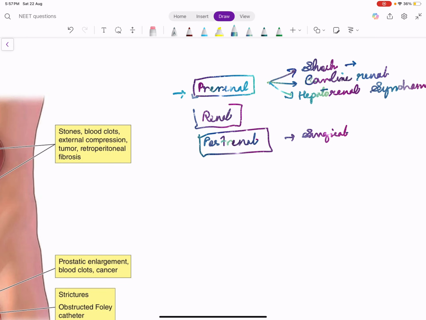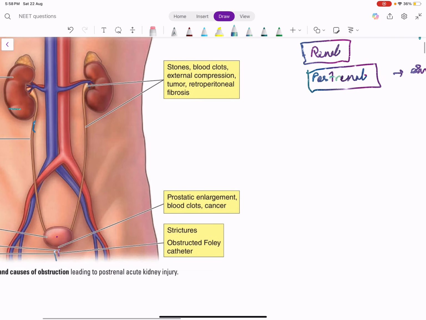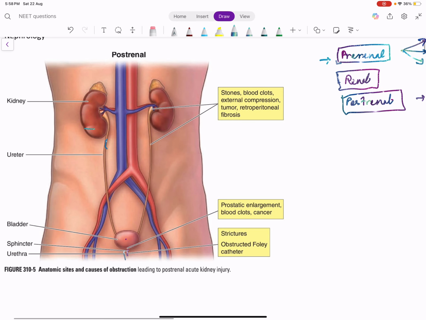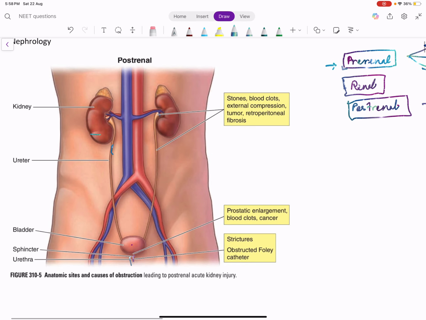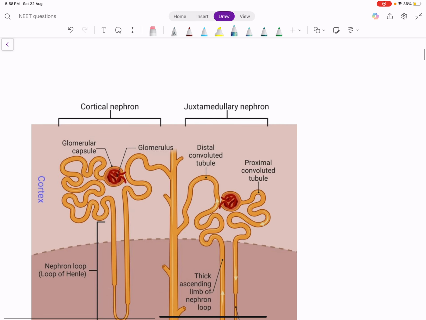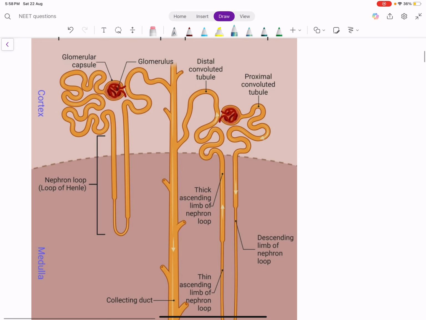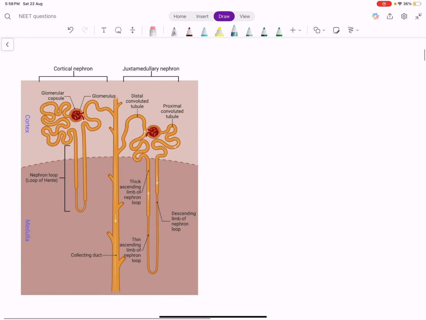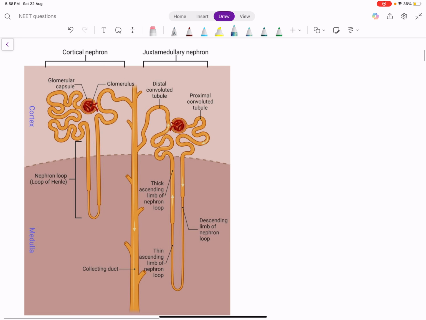So any problem in the kidney itself will be called intrinsic renal diseases. Some examples of post-renal diseases are stones, blood clots, benign prostatic hypertrophy, obstructed urethra, etc. So we will not be discussing this. To understand intrinsic renal diseases, we must know the basic structure of the nephron. We are not discussing much in detail about the nephron.